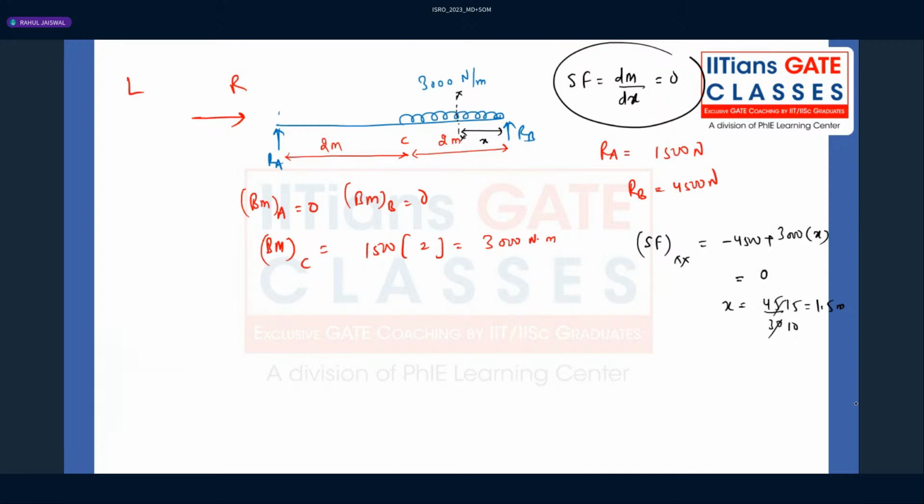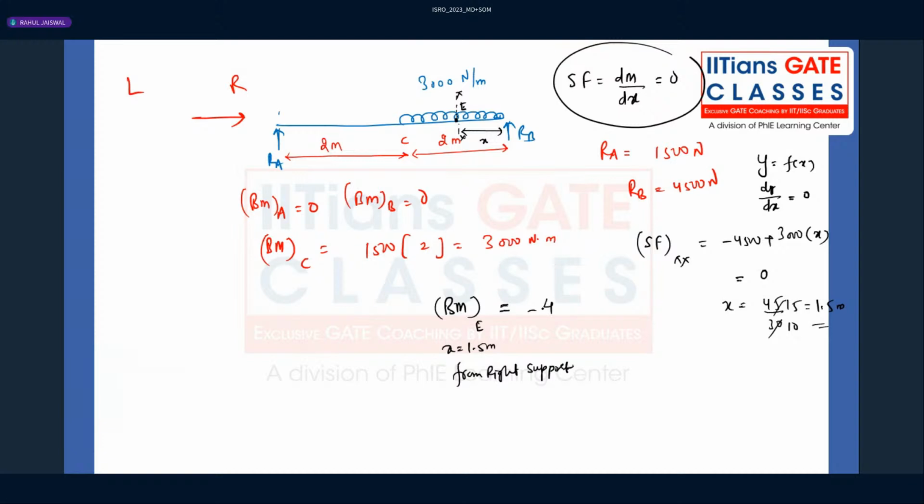And from mathematics, whenever any y is a function of x, if you want to get maxima and minima, you have to do dy by dx equal to 0. Right? So exactly at 1.5 meter, I will be calculating the bending moment. Let's calculate. I am keeping the point E at a distance X equal to 1.5 meter from the right support.